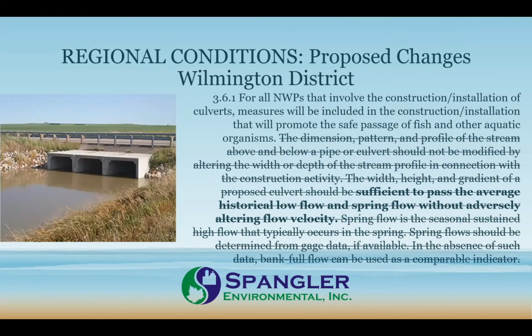Similarly, there's a good number of things that were removed from the culvert portion of the regional condition, and the evaluation of the passing of historic flows and spring flow without adversely altering flow velocity. That was, not designing a rocket, but there was certainly some modeling and some analysis and calculations involved in complying with that rule that has now been removed. And so I thought that was pretty interesting with regard to the design components of submittal packages.